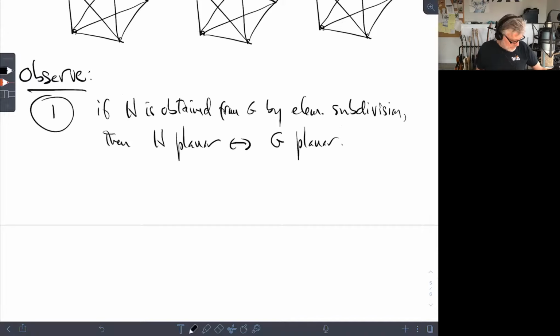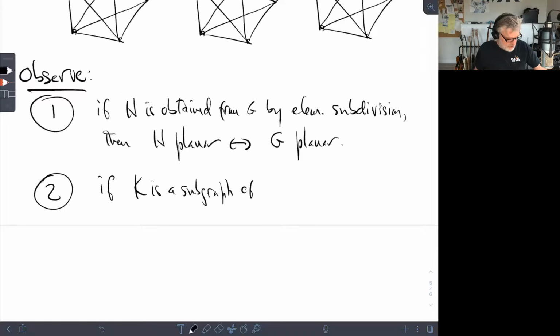The second observation, and this is like even obviouser. If K is a subgraph of G and G is planar, then, oh man.